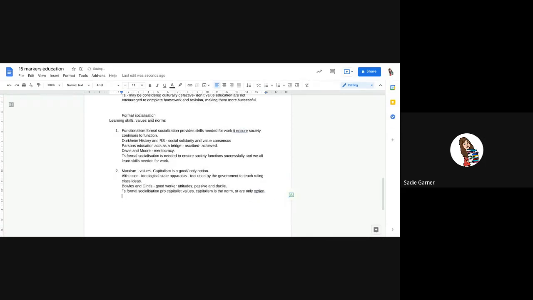Okay. Third paragraph then, we're going to veer away from education a little bit with the socialization and look potentially at family actually that uses formal socialization. So the family can use education to teach norms and values that encourage educational success. So I'm going to do Douglas.